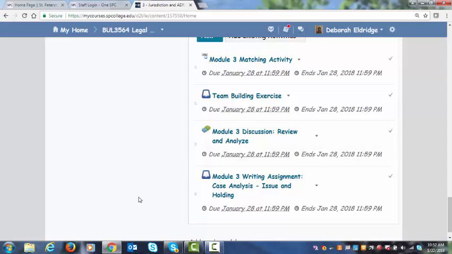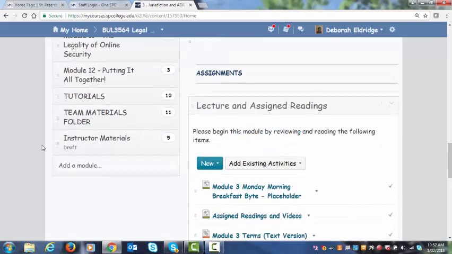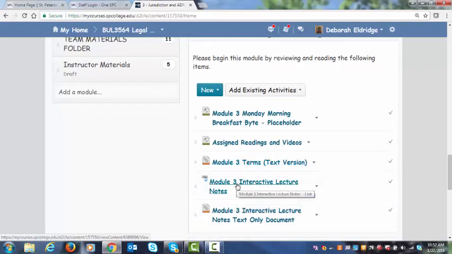Now, there are tutorials on all of this, so don't forget to take a look at the tutorials, and I'll also throw the tutorial in here too, so you all have access to it in the homework folder as well. Now, with that said, we have our lecture materials this week. Please pay attention to the assigned readings and videos. Take a look at the Module 2 terms, but more important, take a look at the Module 3 interactive lecture, because that interactive lecture pulls out some key terms and information to highlight it as you go through all of the course materials.